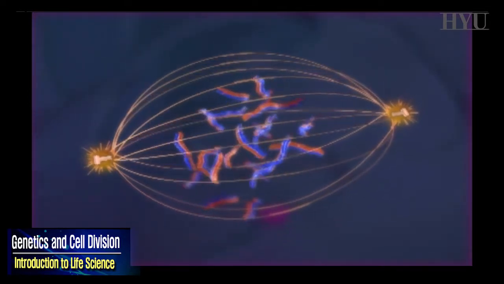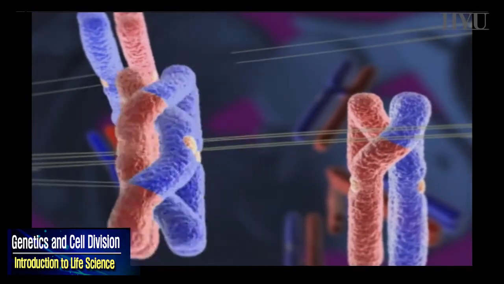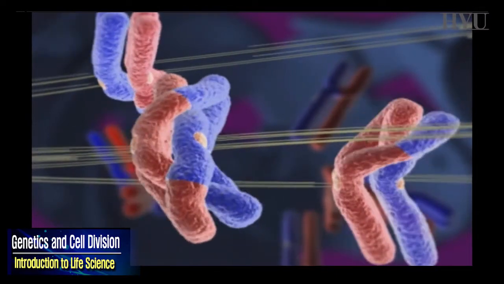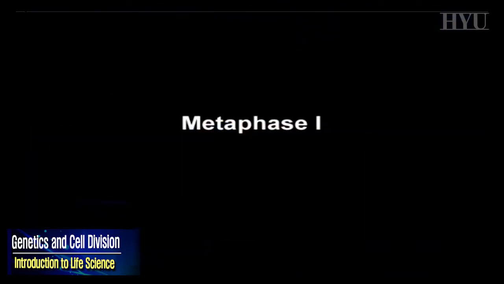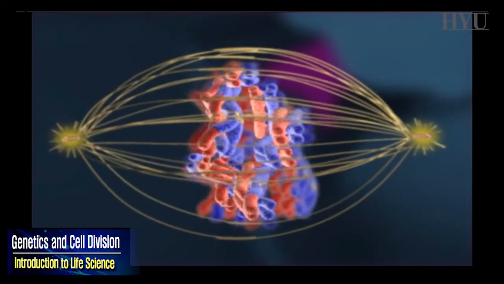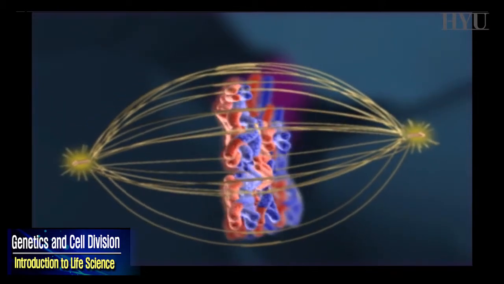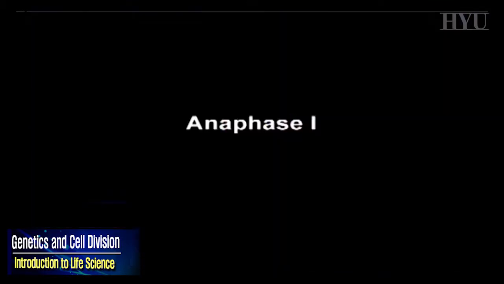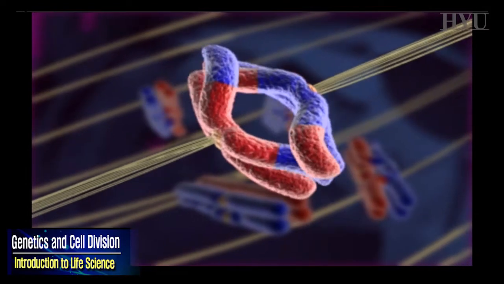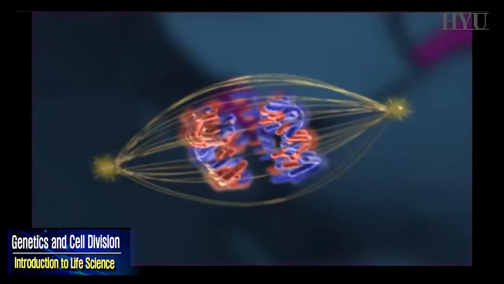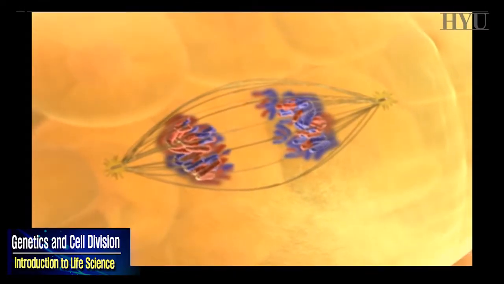After the spindle forms and the nuclear envelope breaks down, microtubules from opposite poles attach to each chromosome of the homologous pair, resulting in a tug-of-war. At metaphase 1, the chromosome pairs are positioned in the middle of the cell. The next stage begins when homologous chromosomes separate from each other and move toward opposite poles. Each chromosome still consists of two sister chromatids.